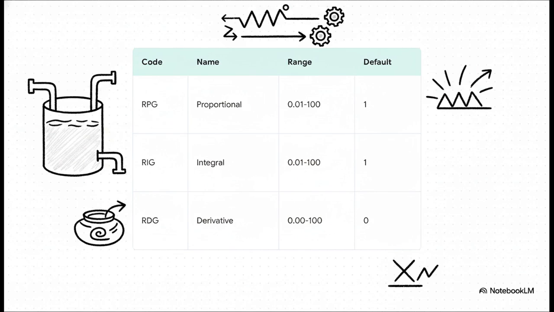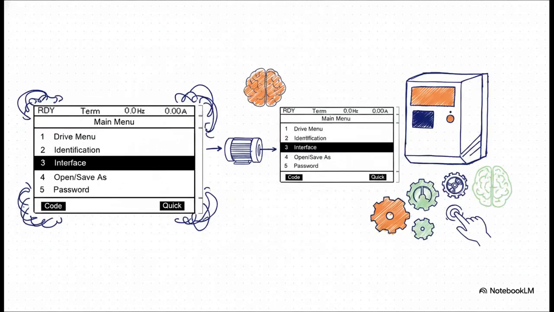Now notice something here. The factory setting for derivative is exactly 0. In most standard industrial motor applications, like pumps and fans, proportional and integral are really all you need. Derivative can actually introduce some nasty instability if your sensor signal is noisy, so the drive smartly keeps it safely off by default.